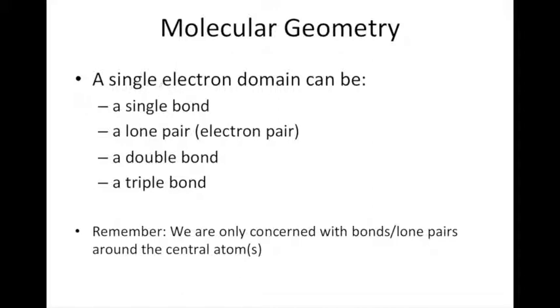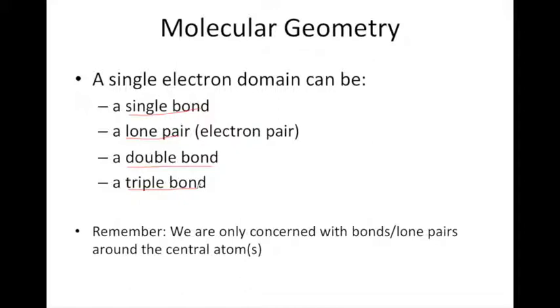One electron domain is a single bond around the central atom. A lone pair or electron pair on the central atom also counts as one electron domain. A double bond does not count as 2 electron domains. A double bond counts as 1 electron domain. And a triple bond, again, that doesn't count as 3 electron domains. That counts as 1 electron domain.